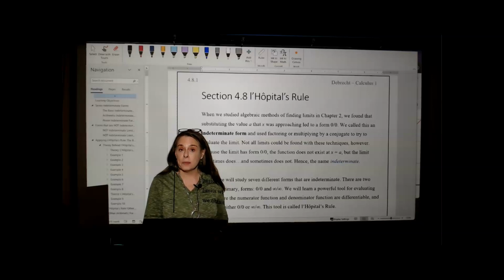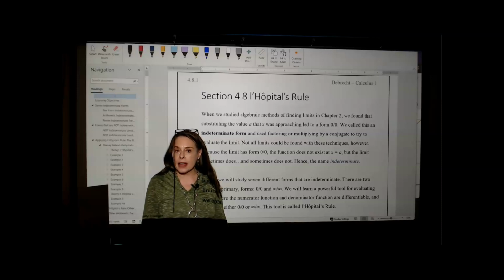Unfortunately, with an indeterminate form, well, it can't be determined. Sometimes it exists, and sometimes it does not. In this particular section, we're actually going to be studying 7 different types of indeterminate forms. There are 2 basic indeterminate forms, 0 over 0, which we have seen before, and infinity over infinity. We'll talk more about why these are indeterminate forms and where they come from later in this video.